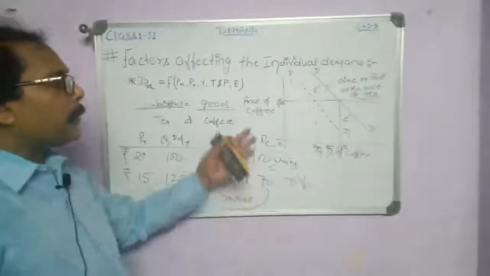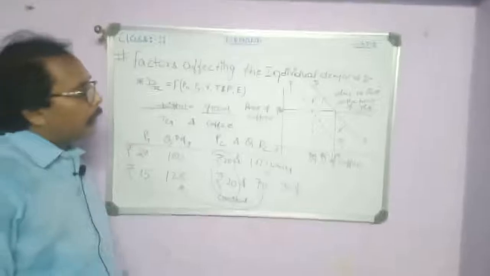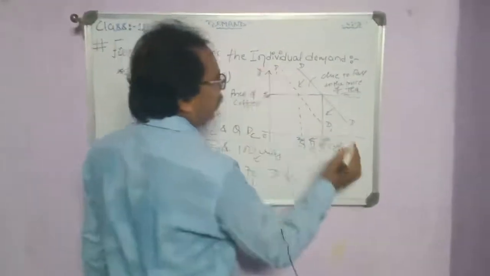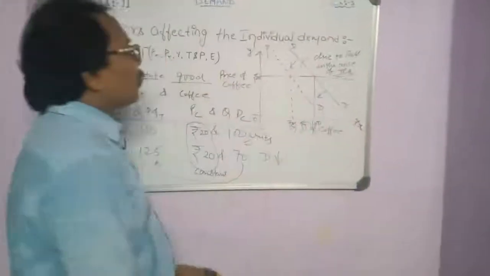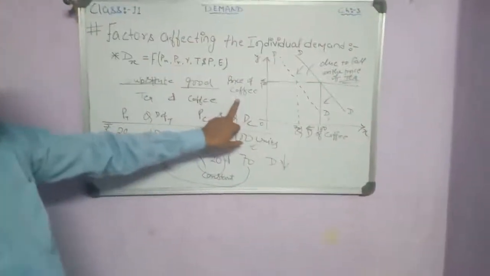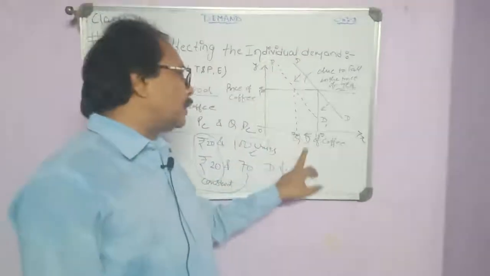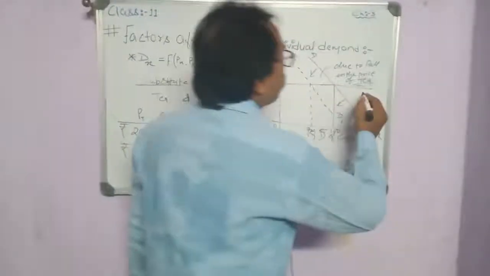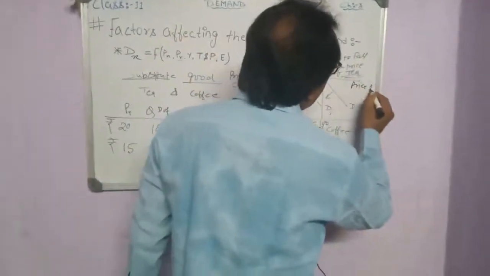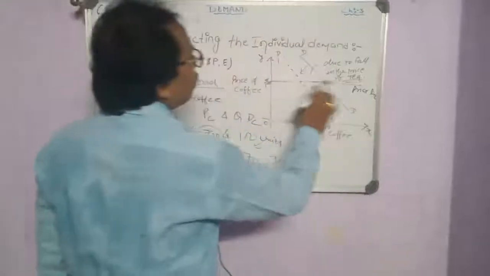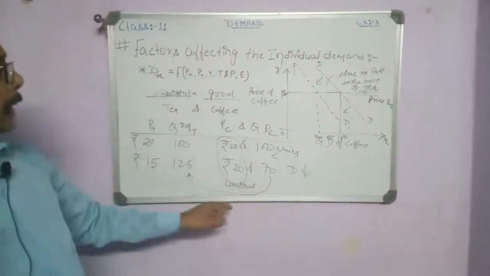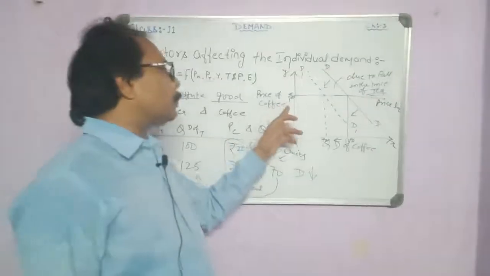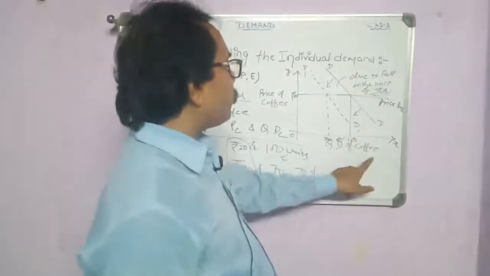Now it can also be explained with the help of this diagram. This is your y-axis and this is your x-axis. On the y-axis the price of the coffee is taken and on the x-axis the quantity demand of coffee is taken. This is the price line, which is parallel to the x-axis because there is no change in the price and the price is constant. So at the initial price, when it was rupees 20, the demand of the coffee was 100 units.